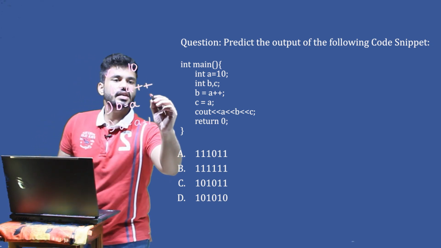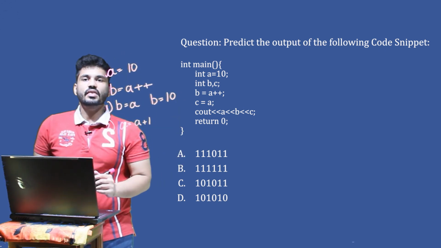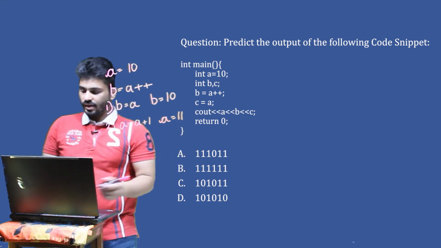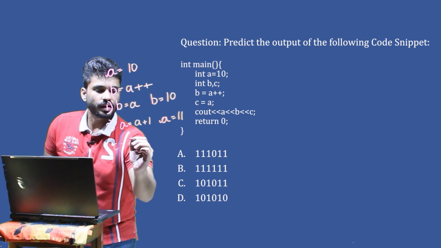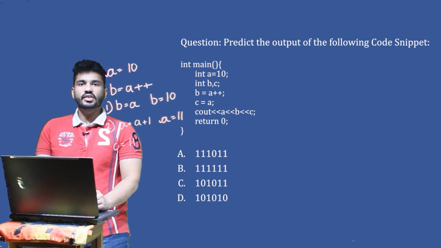So here B's value will now become 10. Now this command will run and A will become 11. In the next line, C is equal to A, so C becomes 11. Now we are printing A, B and C without any spaces.